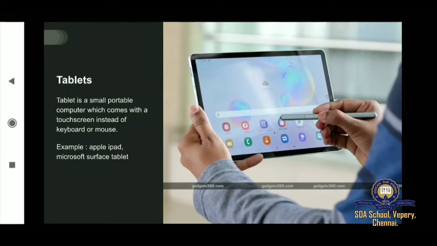Example, Apple iPad, Microsoft Surface tablet. These are top companies who manufacture tablets. Apple's tablet is called iPad. Microsoft's tablet is called Surface tablet. Okay, we'll go to the next topic.